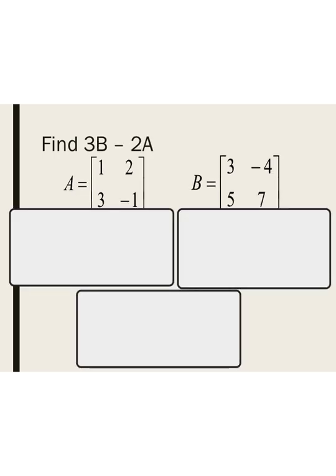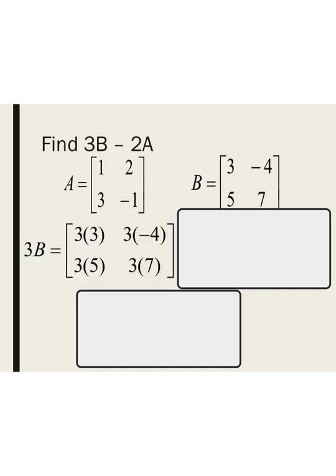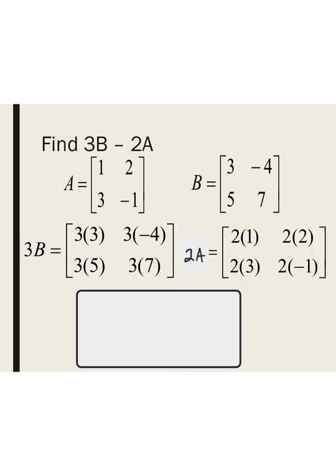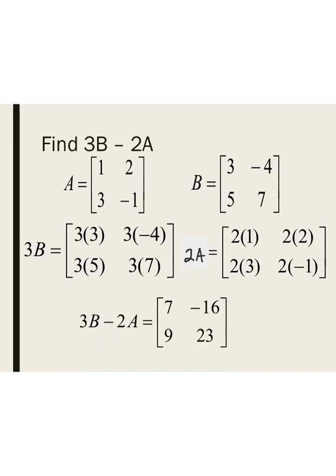For our next example, we're going to do 3b minus 2a. Again, I'd like to start off by doing my scalar multiplication. So I'm going to identify 3 times b and also 2 times a. So you can see we've done that here. We have 3 times everything in b, and then we also have 2 times everything in a. When I'm doing my subtraction, I'm going to end up having 9 minus 2, and then -12 minus 4, 15 minus 6, and finally 21 minus a -2. And we get a final answer of 7, -16, 9, and 23.